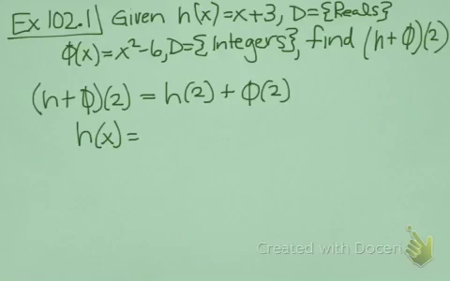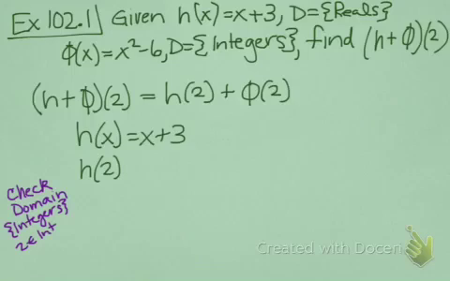So we need to figure out h of x before we can figure out h of 2. So h of x is x plus 3. So h of 2 is going to be 2 plus 3. Now, before we can do that, we have to check our domain. We have to check our input. Our input is 2. And when we combine these two, we have integers and real numbers. So the one thing in common with both of them is integers. So our new domain is integers. And 2 is an integer, so we can continue. So h of 2 is 2 plus 3, which is 5.